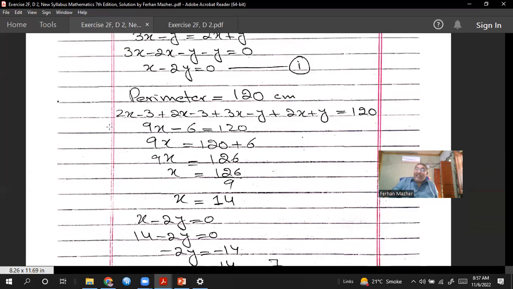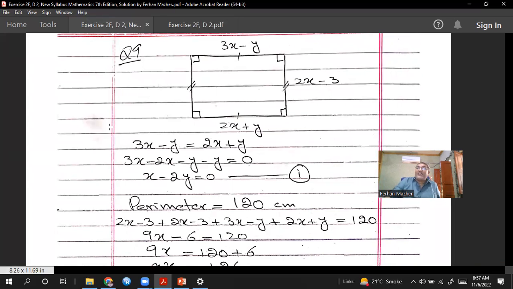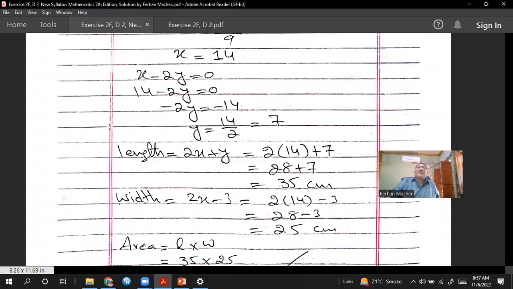So now put this value in equation number 1. Equation number 1 is x minus 2y equals 0. So in the place of x, I will put 14. So you will have 14 minus 2y equals 0. So minus 2y is equal to minus 14. So y will be equal to 14 by 2, and that will be 7.